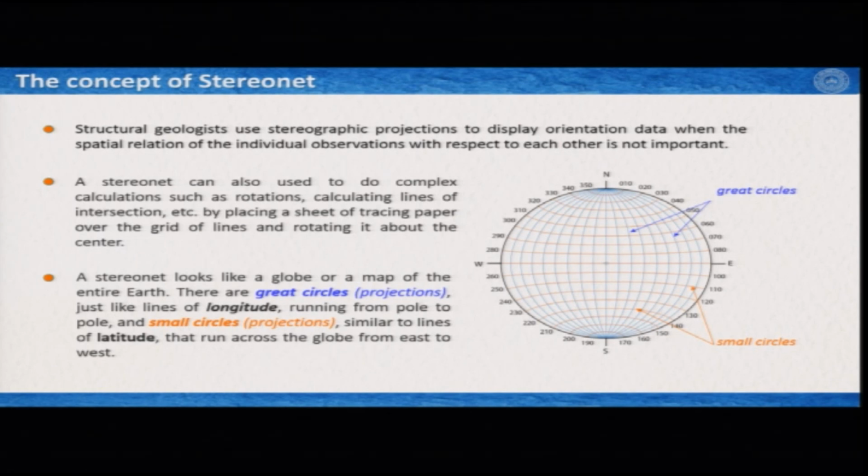So, in general, what we generally see in a Stereonet essentially looks like the globe in plane, and it has some grids. There are some vertical grids and there are some horizontal grids. The vertical grids are known as great circles, and it is very analogous to what we call longitude, running from one pole to another pole. And then there are some small circles that run from east to west of this circle. So, in this image, the great circles are marked by blue color and small circles are marked by orange color.